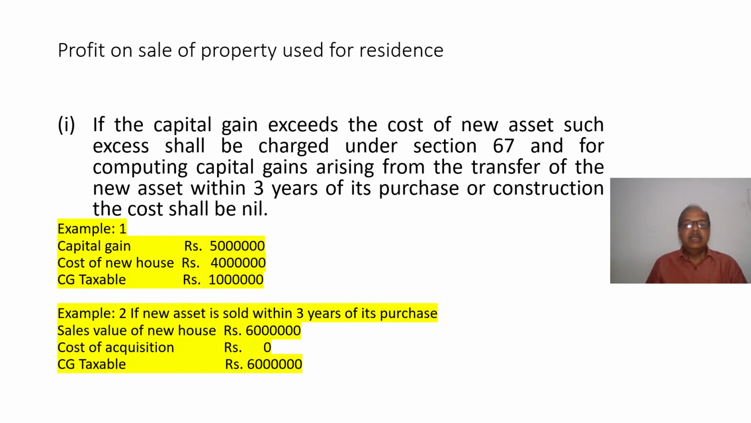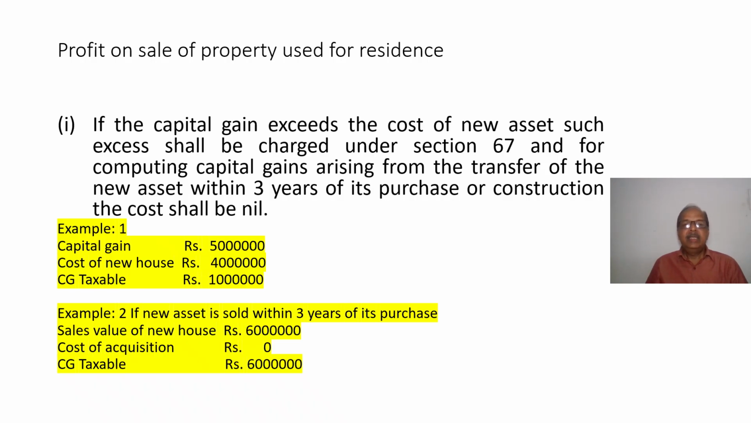The exemption from capital gain tax, or charging of tax under section 67 for the capital gain arising from sale of a residential building, is discussed in clause 1. If the capital gain exceeds the cost of the new asset, such excess shall be charged to income tax under section 67. And in computing the capital gains arising from the transfer of the new asset within 3 years of its purchase or construction, the cost shall be nil.